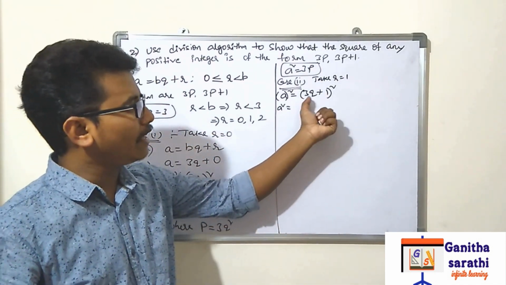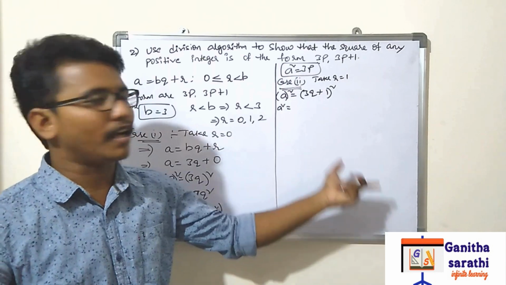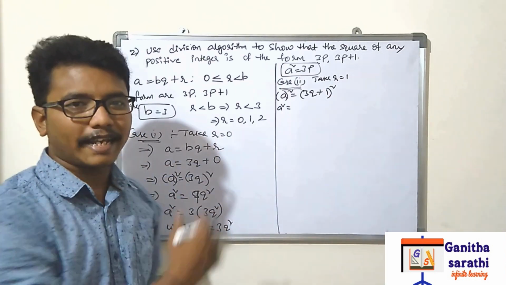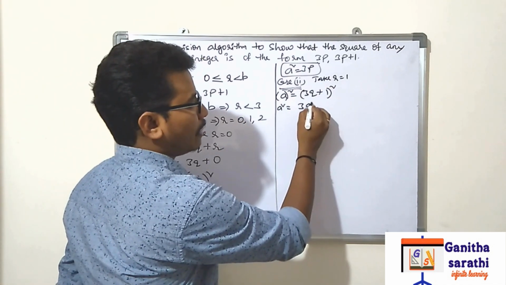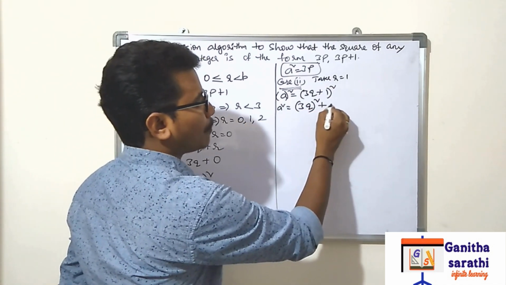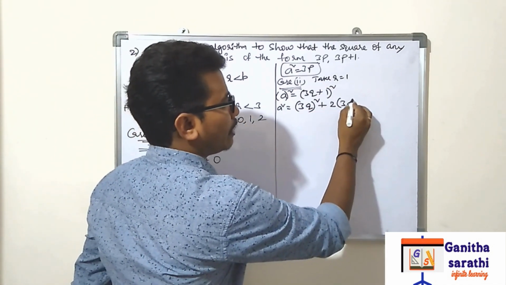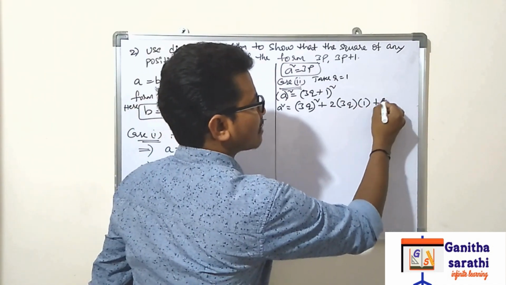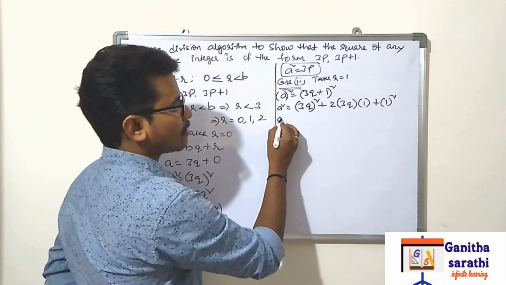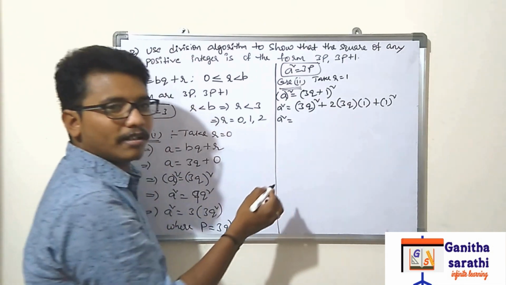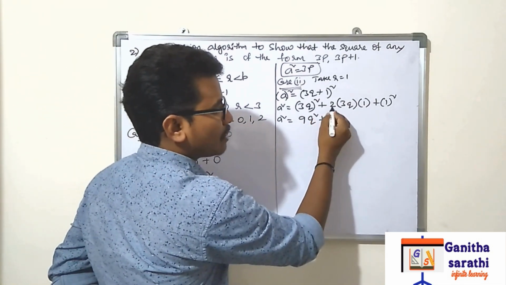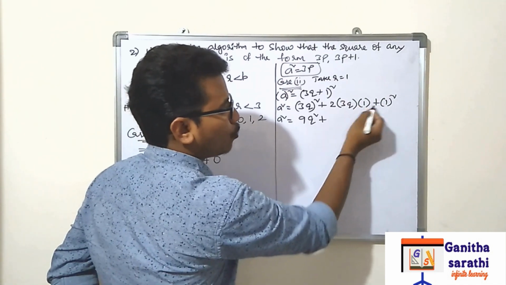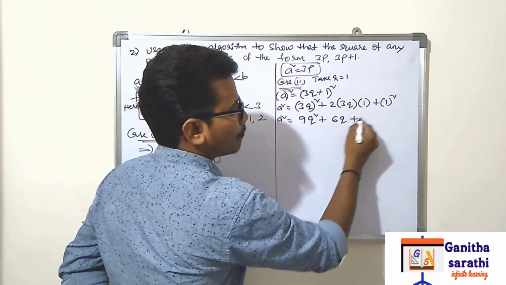Can we do it as (a plus b) whole square? Yes, (a plus b) whole square means a square plus 2ab plus b square. So a square is (3q) whole square plus 2 into 3q into 1 plus 1 square. Now (3q) whole square means 3 3s are 9, 9q square, plus 2 3s are 6, 6q into 1 will be 6q, plus 1 square is 1.